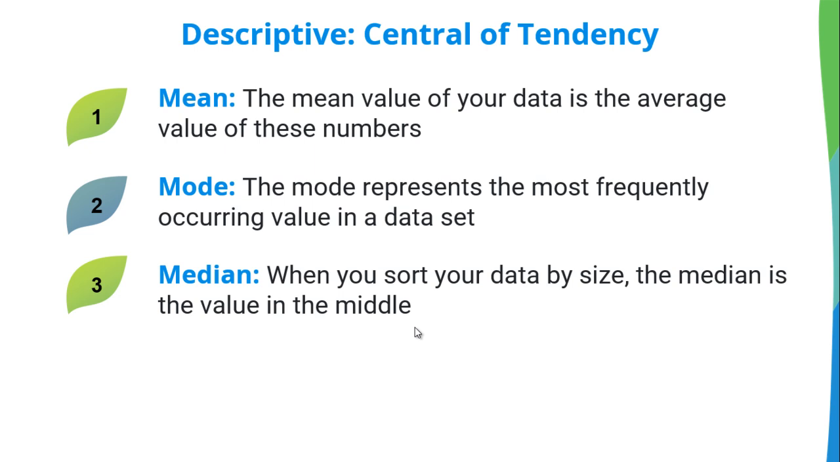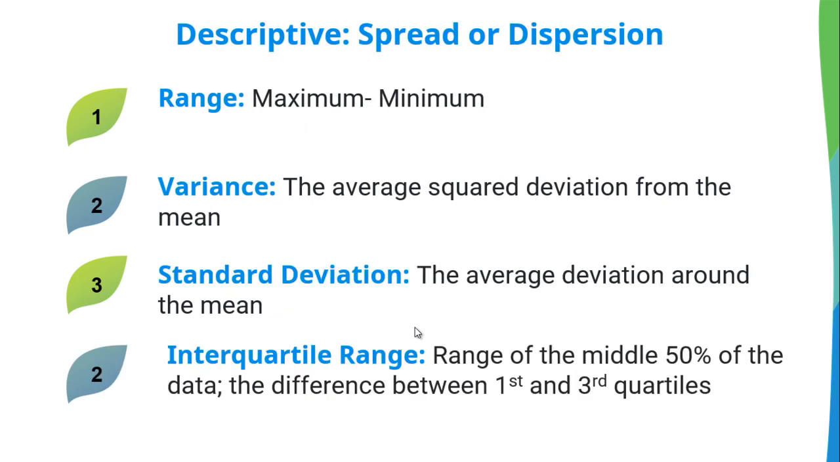elements in descriptive statistics. We also have the spread, or dispersion, in descriptive statistics. We have minimum and maximum, which is for range. We have the variance, the average squared deviation from the mean. We have the standard deviation, SD, the average deviation around the mean. We have the interquartile range of the middle 50% of the data, the difference between the first and third quartiles. So these are very important concepts in descriptive analysis.